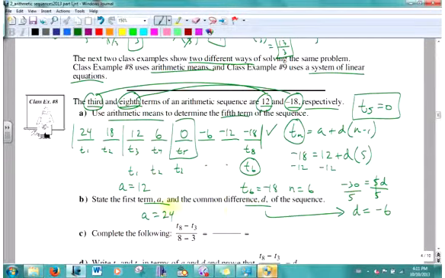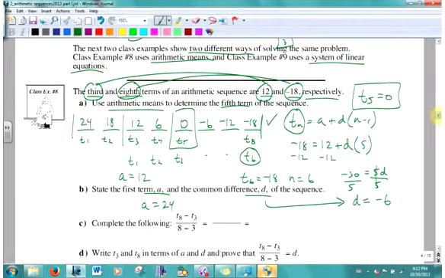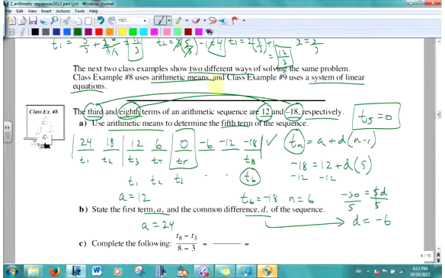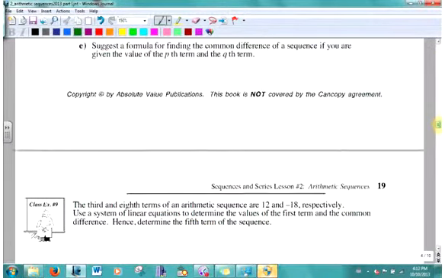Alright? So once you have D, we can figure out anything we want. Hopefully they're not asking for the 94th term. We probably want to use our formula there. Okay? So that's one way to do it, arithmetic means. Is there another way to do the same question?